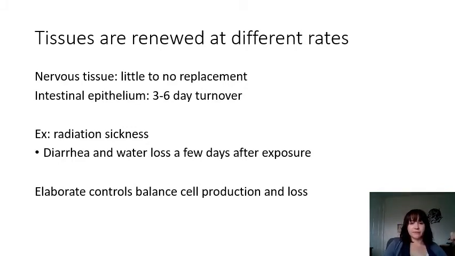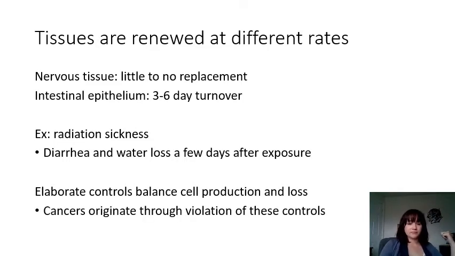Because cell proliferation and cell loss are so important and kind of irreversible, we have elaborate regulatory mechanisms in our bodies to control this. When these get out of balance, we talked about an example such as radiation sickness, but you can also get things like cancer: too much cell production, not enough cell loss.